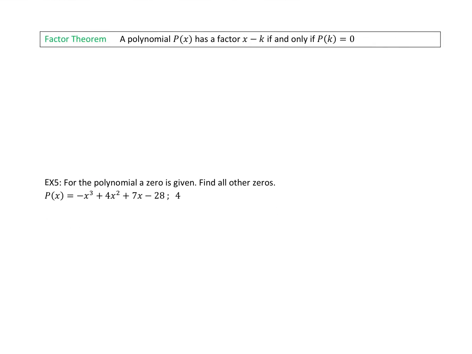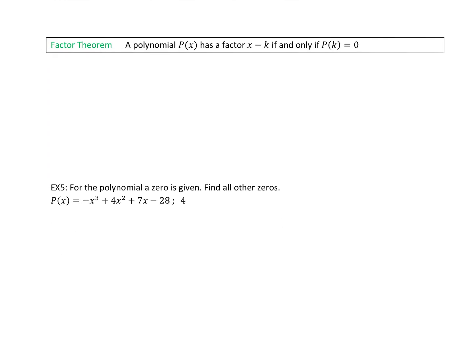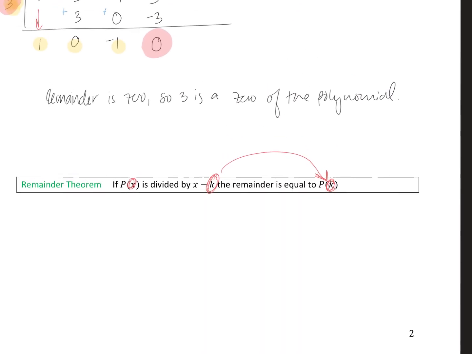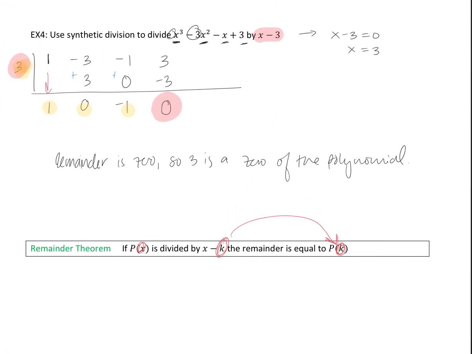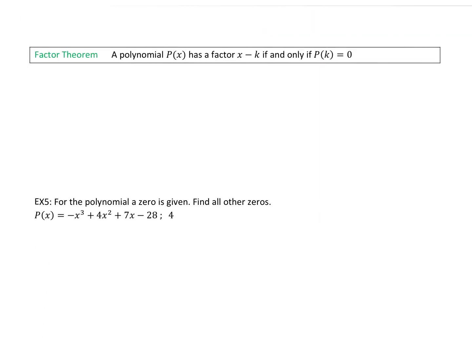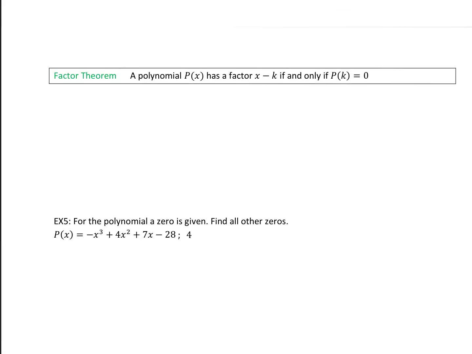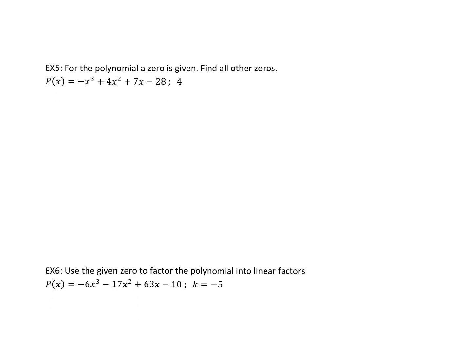So moving on to the factor theorem. A polynomial p of x has a factor x minus k if and only if p of k equals 0. So again, remember above, we found out that the value of 3 would give 0, which would mean it would be a factor, or x minus 3 is a factor of our polynomial. So let's go ahead and work with that concept.